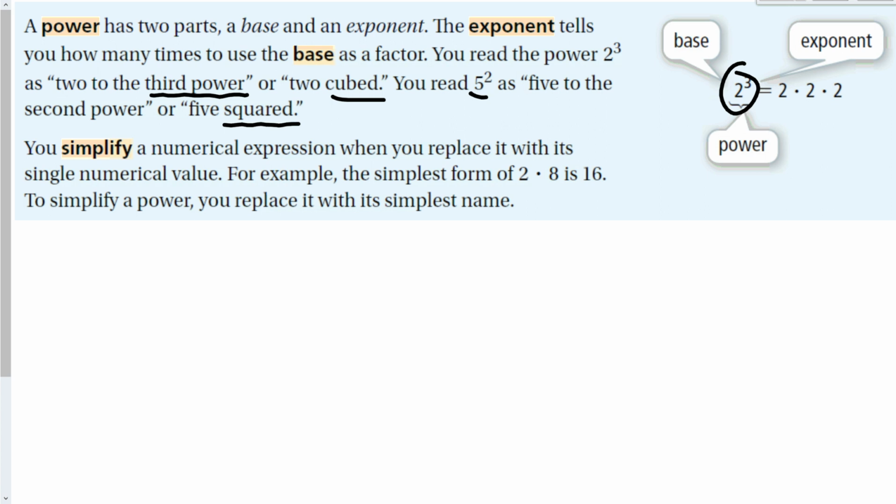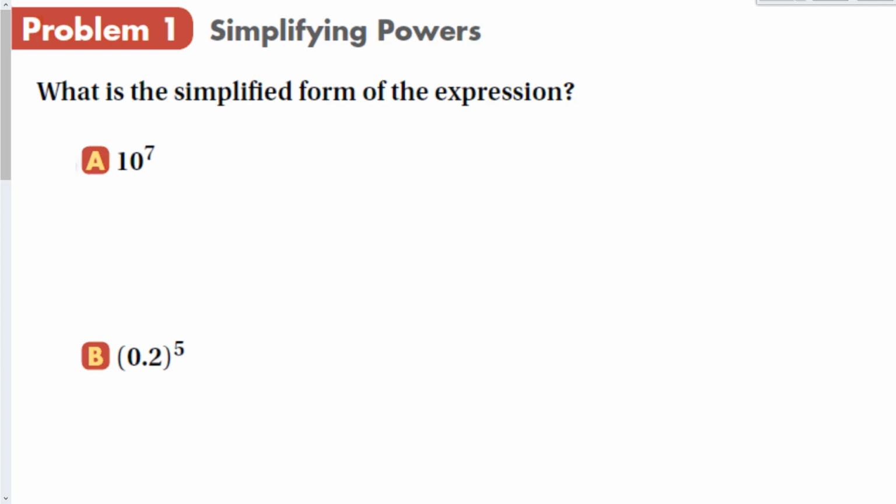So we can simplify numerical expressions when we replace them with a single numerical value. For example, the simplest form of 2 times 8 is 16, because 2 times 8 is 16. So when we want to simplify an expression, we're just going to work it out. We're going to see what it equals. To simplify a power, we're going to replace it with its simplest name, which means we're just going to work it out. Okay? So what is the simplified form of these two expressions for problem 1, simplifying powers?